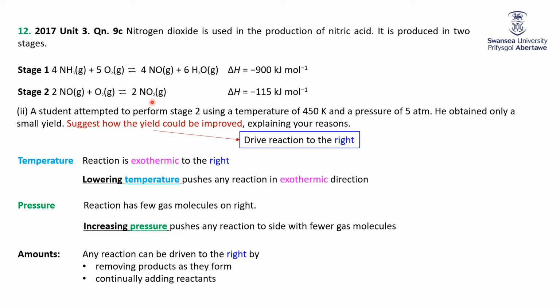So the student could do quite a few things: lower the temperature, which will slow the reaction down, but he or she will get a better yield. Can increase the pressure from 5 atmospheres, taking it up a bit. Now, remember there is a relationship between temperature and pressure, so there'll have to be a compromise sorted out there. But then you can also drive any reaction to the right by either removing the products or adding lots and lots of reactants.